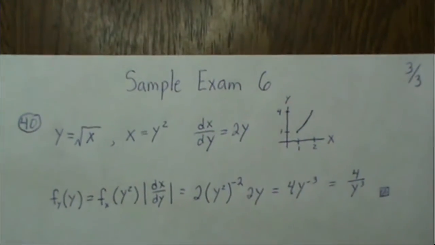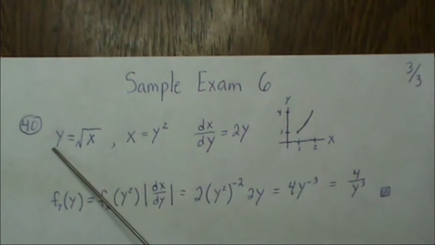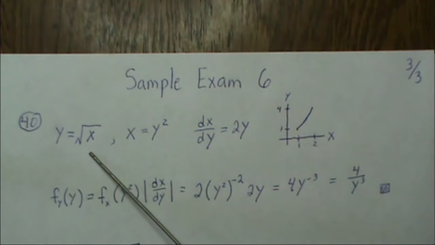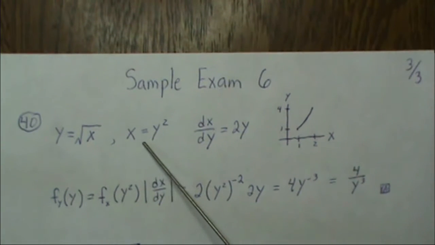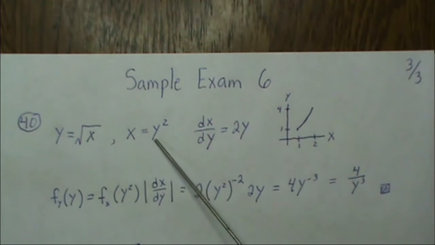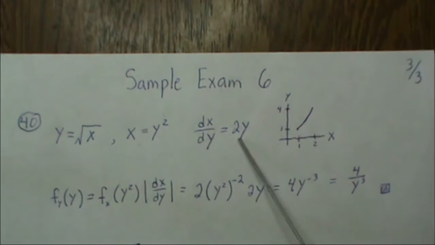Number 40, we want to find the distribution of y, which is the square root of x. So then you back solve and you get x is equal to y squared. Take the derivative of this with respect to y, you get 2y. And if we plot the region here over 1 to 2, this is a 1-to-1 function.